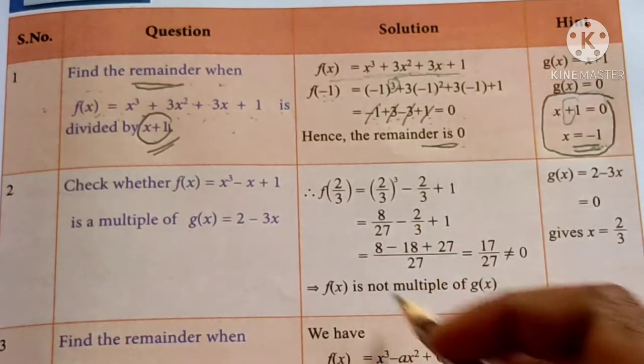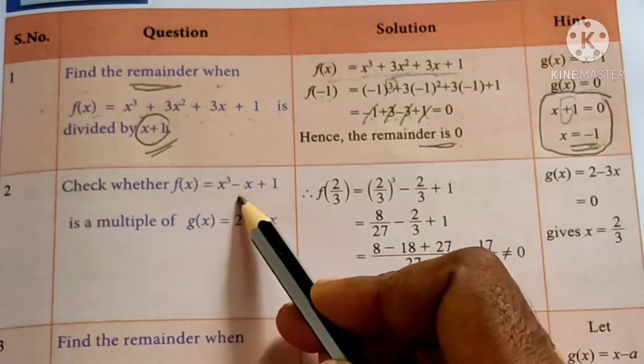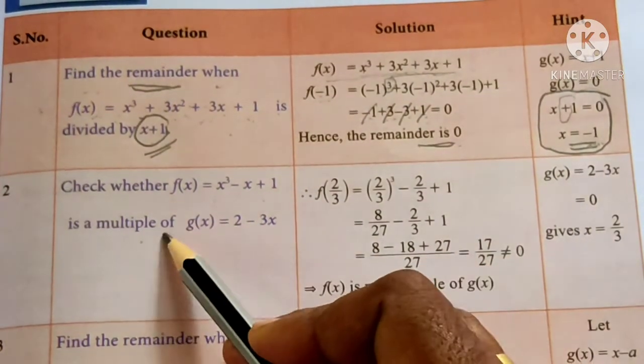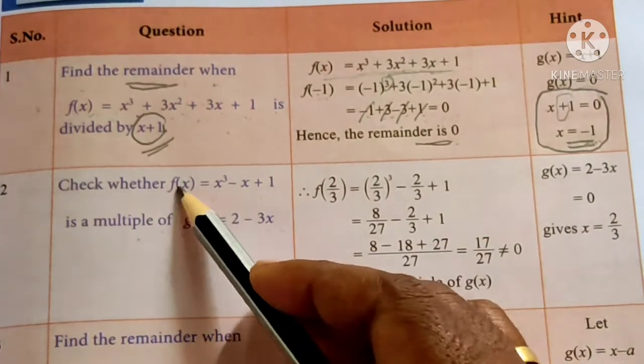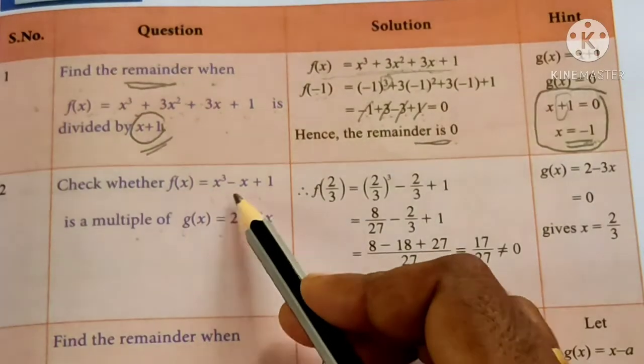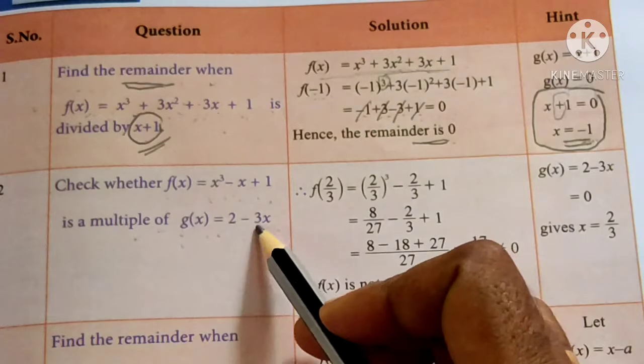Listen to the second question. Check whether f of x equal to x cube minus x plus 1 is a multiple of g of x equal to 2 minus 3x.